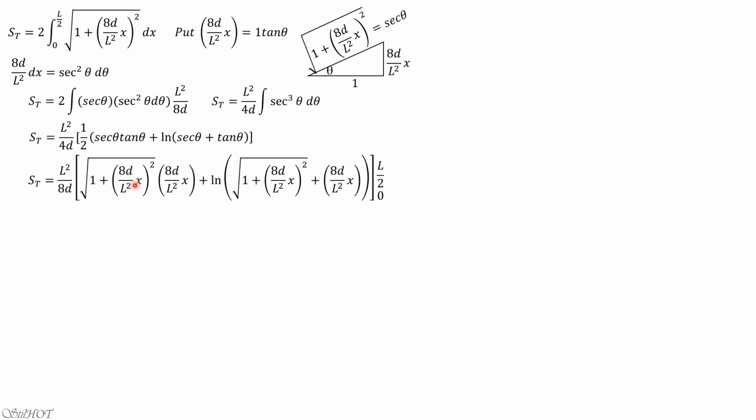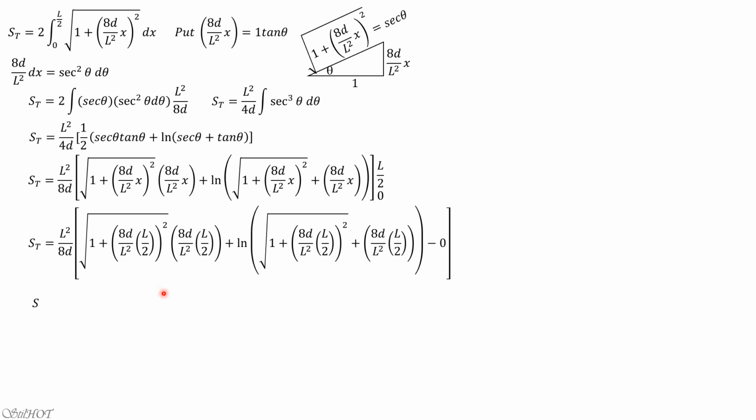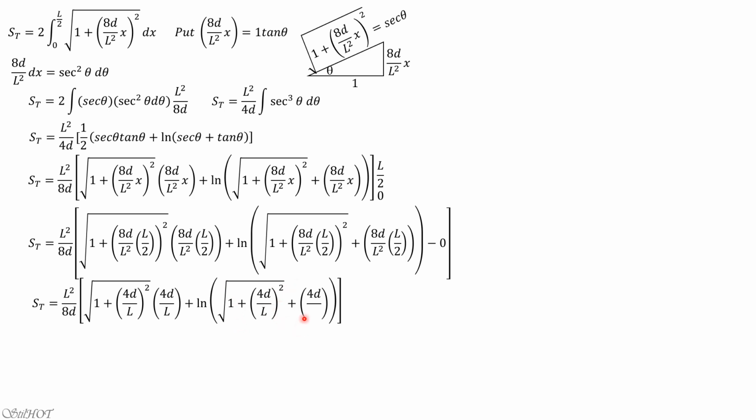the simplified term inside this parenthesis would be 4D over L. So 4D over L, this is 4D over L, this is 4D over L. So S total is L squared over 8D, quantity square root of 1 plus, so let us substitute the actual value of the upper limit first and observe that it is just 4D over L. You simplify and minus 0 for the lower limit. So S total equals L squared over 8D, quantity square root of 1 plus the quantity 4D over L squared, times 4D over L, plus ln of the quantity square root of 1 plus 4D over L squared plus 4D over L.